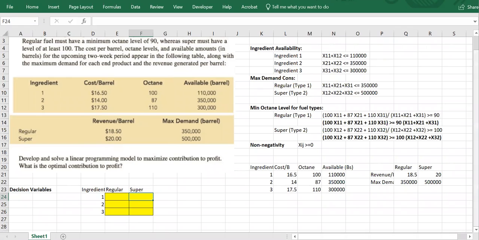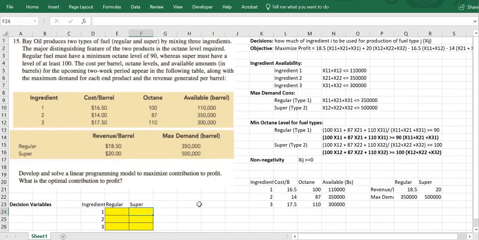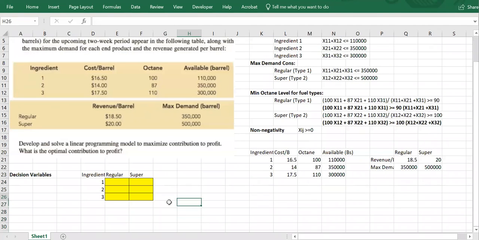Objective function is the profit that we want to maximize. I'll just write it down, maybe here, objective, which is profit. And it's going to be simply, let me just put it right here, the profit that we make out of sales of these fuel types minus the ingredients cost.